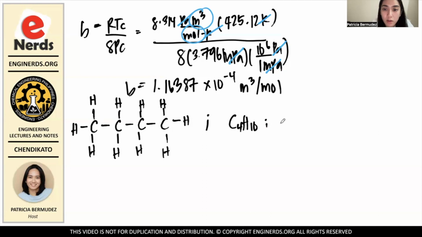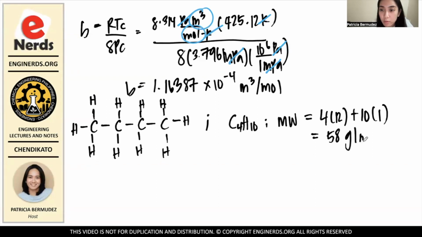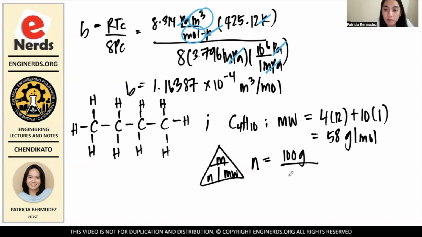So, ang molecular weight nito ng butane is 4 times 12 plus 10 times 1. And that is 48 plus 10, 58 grams per mole for butane. And how are we going to find the number of moles? We know that from this triangle, meron tayong mass. And the mass divided by the number of moles will give us the molecular weight. And if this is the molecular weight, kung i-divide natin yung mass by here, we will get the number of moles. So yung N natin for butane is 100 grams divided by 58 grams per mole of butane.